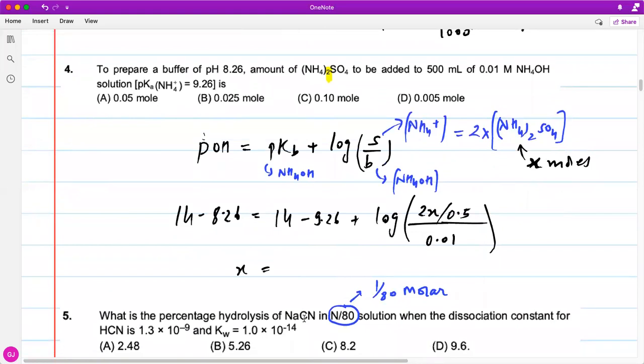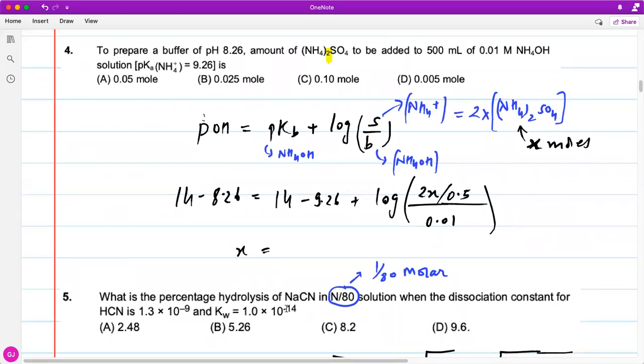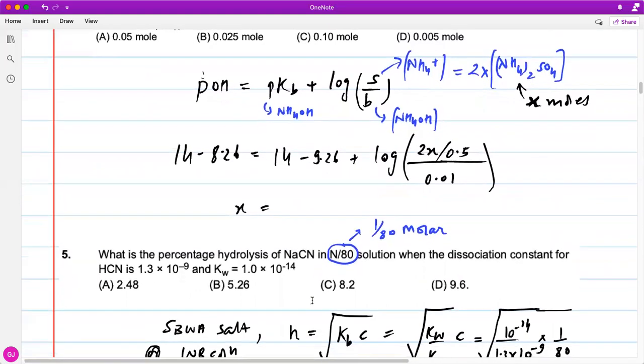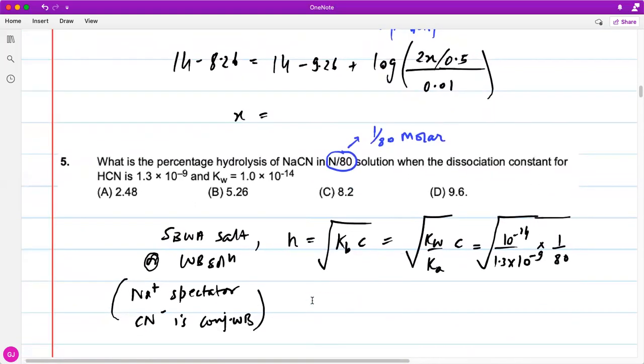Okay, next question talks about what is the percentage hydrolysis of NaCN in N by 80 solution. N by 80 is 1 by 80 normal, but as I said, you can still consider here 1 by 80 molar would also work. And you are being asked what is the dissociation constant. Dissociation constant stands for Ka, right? So it's a weak acid solution, a strong base weak acid salt solution. And you are being asked about the dissociation constant.